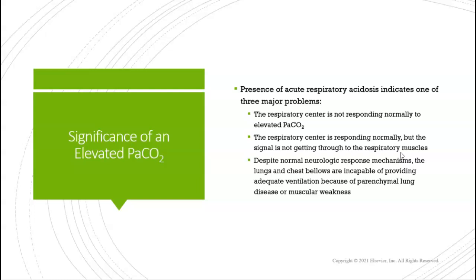And then the third scenario is you've got normal neurologic response mechanisms, but there's an issue with your lung compliance, your airway resistance, or your chest wall that's making it incapable to provide adequate ventilation. So you either have a disease with your lung compliance, a disease with your airflow or airway resistance like COPD, or you have issues with your respiratory muscle strength, like muscular dystrophy.